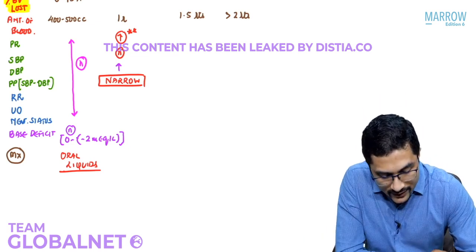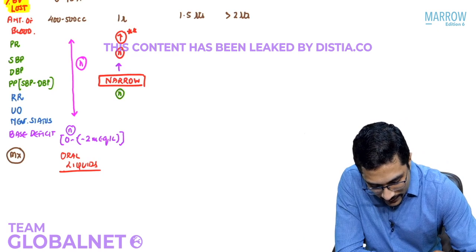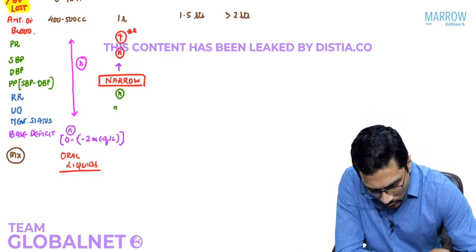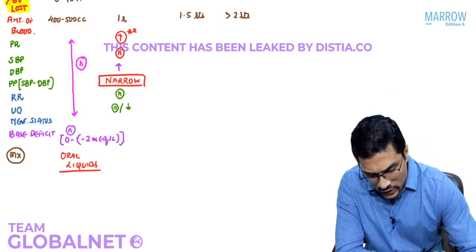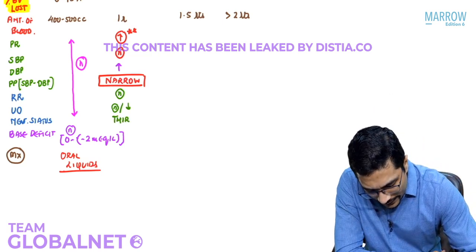Okay. Respiratory rate is going to remain the same. Urine output is normal or slightly reduced. The mental status, patient is going to be thirsty and anxious.